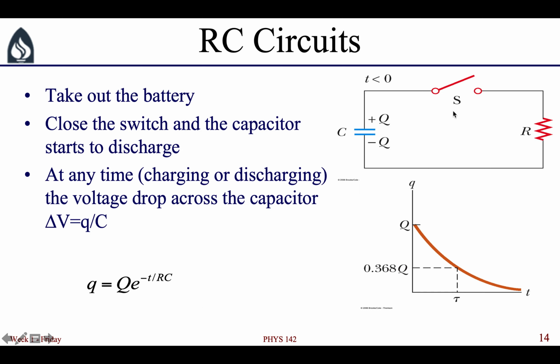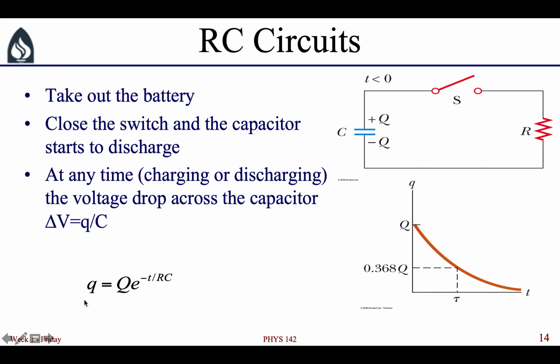Now, if we take out the battery with the capacitor being charged and have an open switch so that no current can flow, take the battery out and then close the switch, the capacitor will discharge. The capacitor will act as a source of voltage that pushes charge around the circuit until the capacitor discharges. So at any time, the voltage drop across the capacitor is equal to its charge divided by its capacitance.